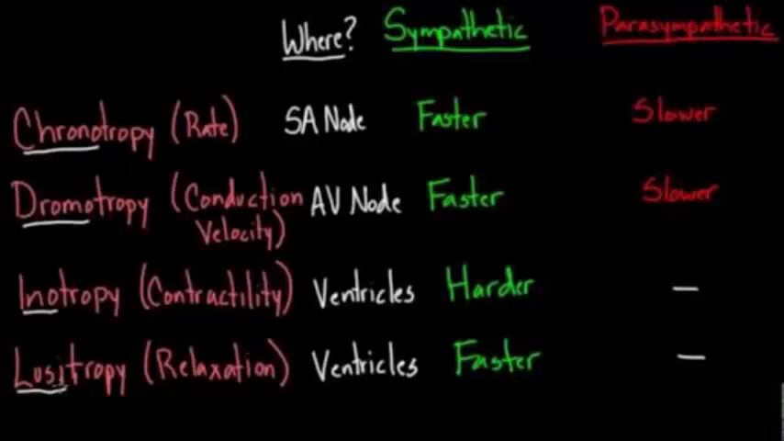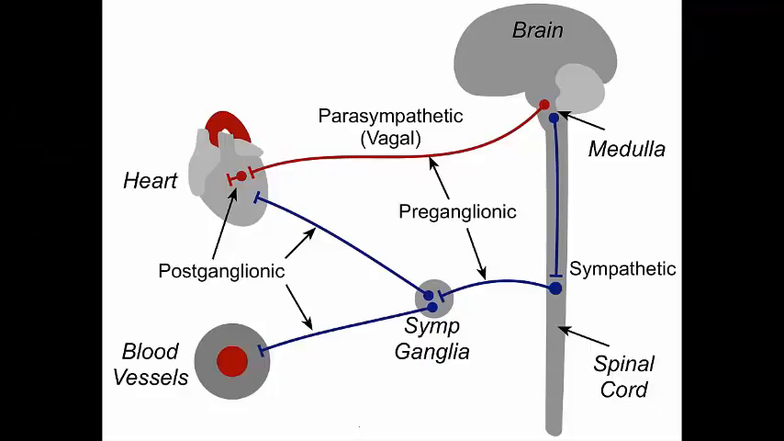Inotropy, which deals with changes in myocardial contractility. Chronotropy, which deals with changes in heart rate through the sinoatrial node. Dromotropy, which deals with changes in rate of conduction through the atrioventricular node, and finally, lusotropy, which deals with changes in relaxation during diastole. Positive inotropic and chronotropic effects are mediated by beta-1 adrenoceptors. Beta-2 adrenoceptors predominate in vascular smooth muscle and mediate vasodilatation.